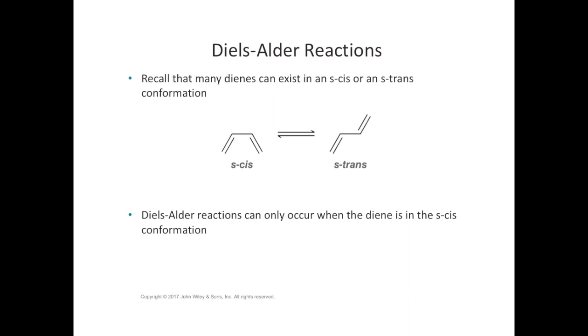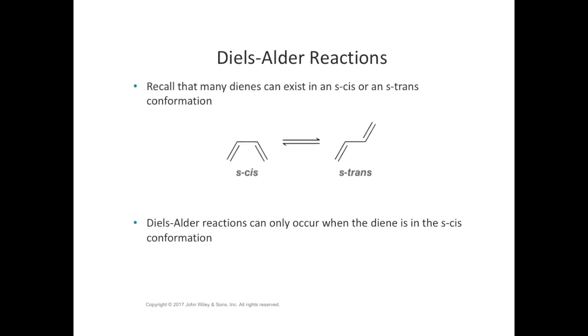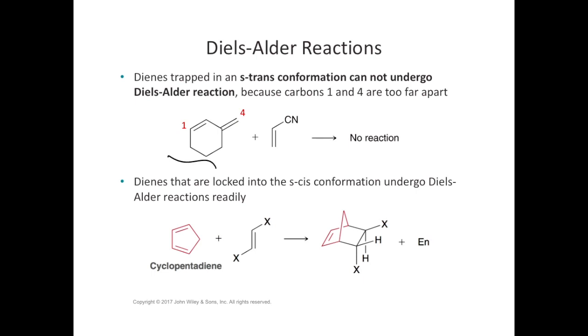Recall that dienes can exist in an S-cis or an S-trans conformation because there's free rotation around that single sigma bond. However, the Diels Alder reaction can only occur if the diene is in the S-cis conformation. So if we look at this compound, notice that that diene is locked in the S-trans conformation. Therefore, if you try to do a Diels Alder reaction with it, it will not work. And that's because these carbons are too far apart and can't adopt the proper orientation for that cyclic transition state.